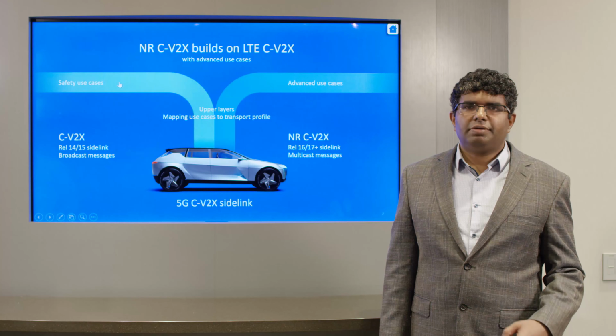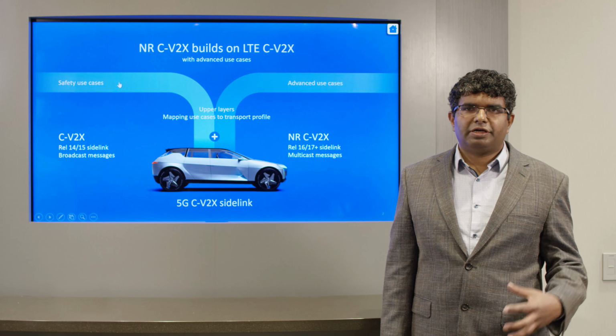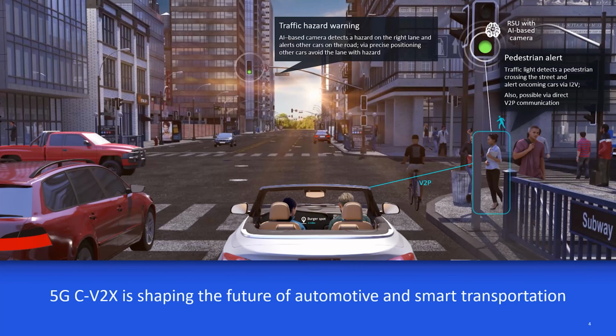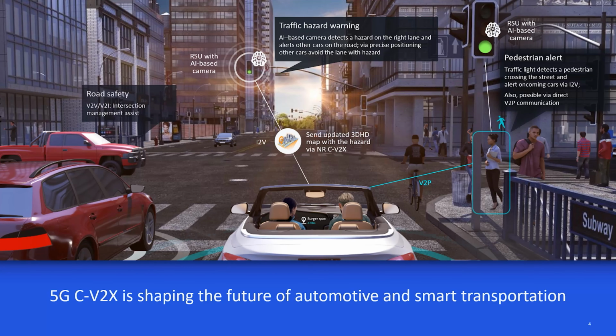So there's LTE-V2X, which was for basic safety. Now we have 5G V2X, which is for advanced services, and they will coexist together in a car. This will enable new use cases for V2V, V2I, V2P, and can be combined with AI.